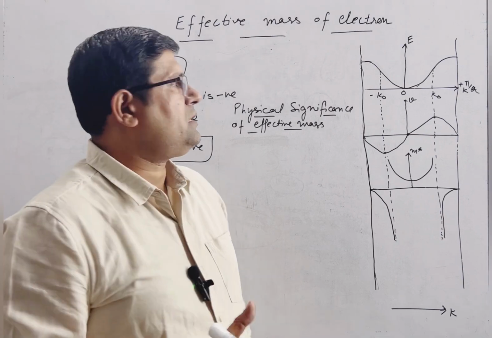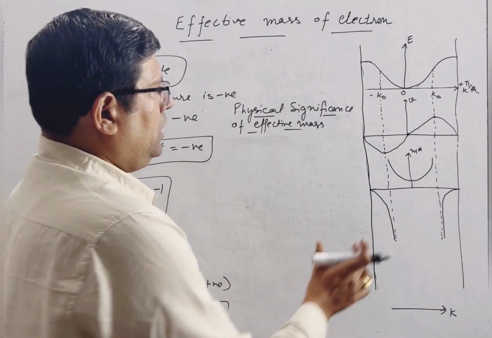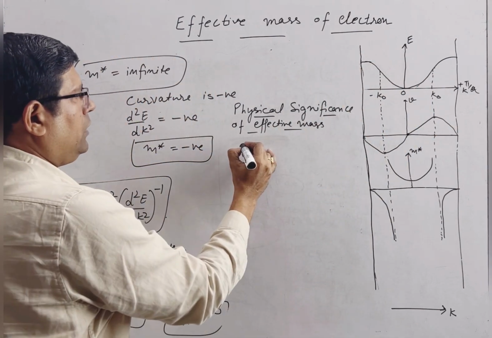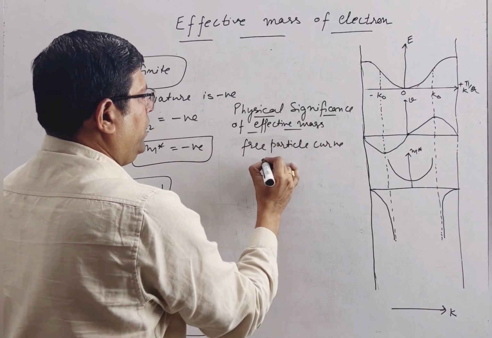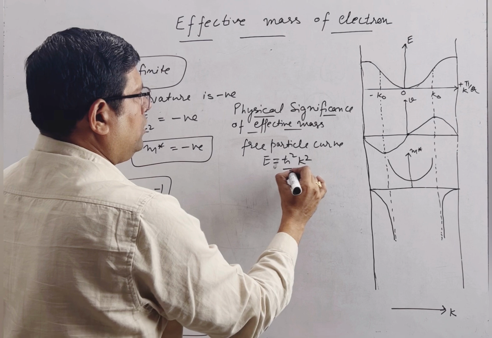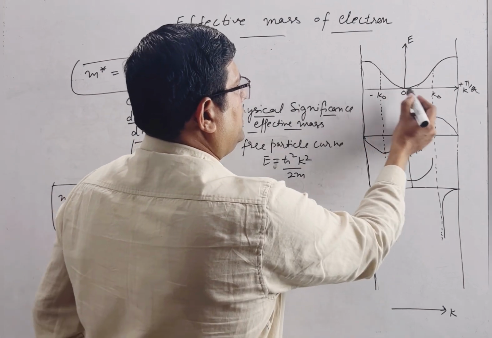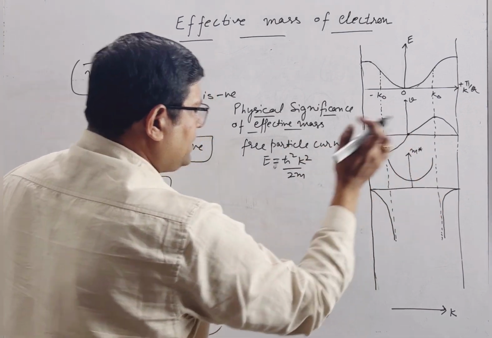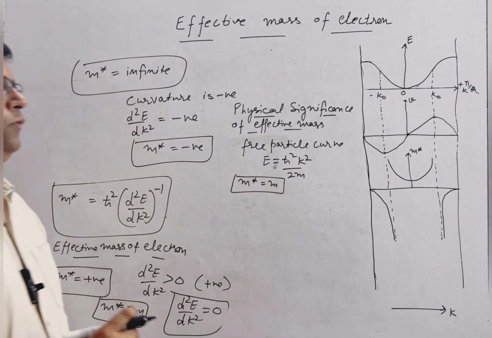Now, what is the significance of this effective mass? Significance of positive, negative, and infinite effective mass. In the positive region, we can show that this curve is similar to the free particle curve, where E equals h cut square k square upon 2m, up to this region, k naught, minus k naught and k naught. This is similar to the free particle curve. So in this region mass is positive and this effective mass will be the same as the mass of a free electron.